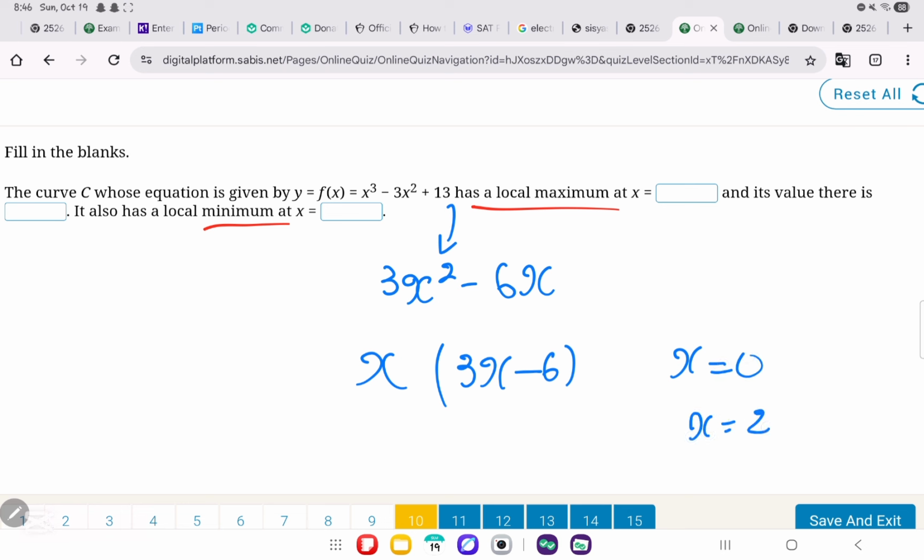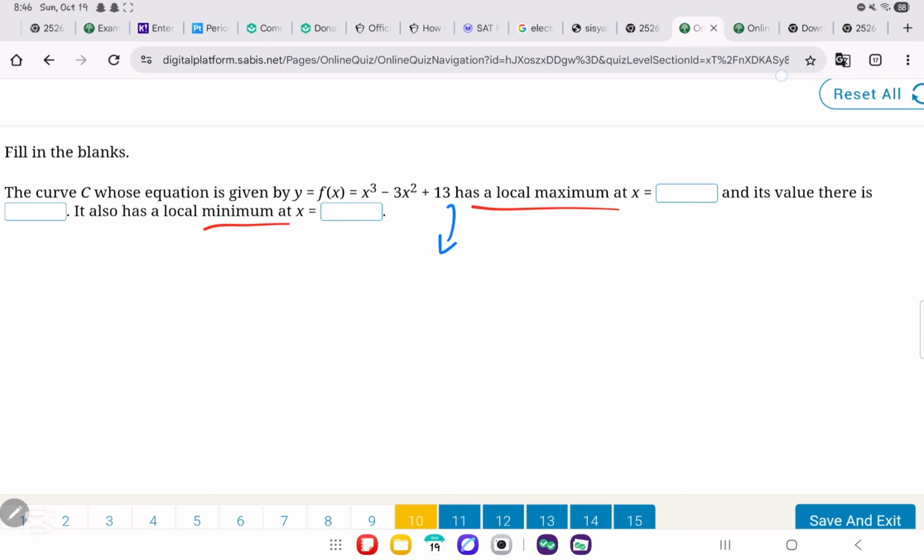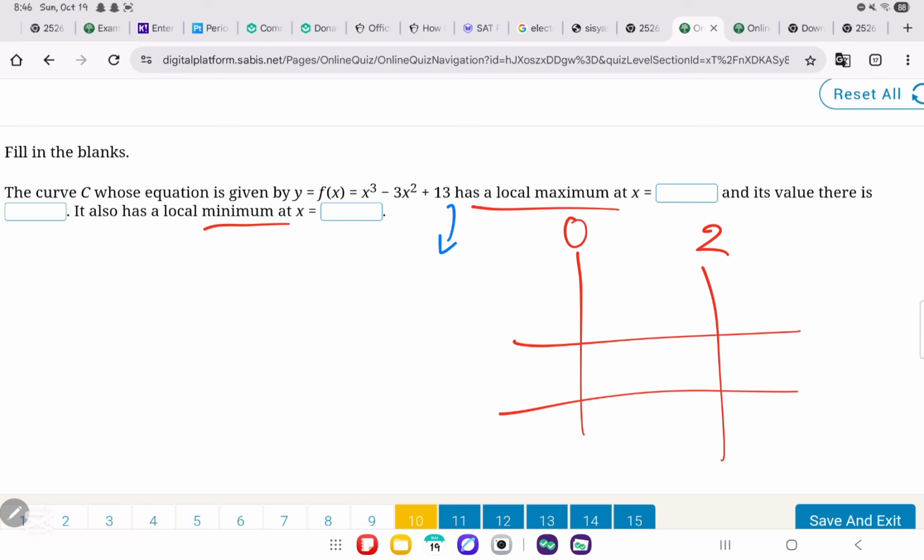Now, we need to do what? We need to do a table of variation, right? So table of variation, 0 and 2. If you choose a number less than 0 and you substitute it in 3x squared minus 6x, you will get a positive answer. If you choose a number in between 0 and 2, you would get a negative answer. And if you choose a number greater than 2, you would also get a positive answer. So as you can see, it's increasing, decreasing, increasing.